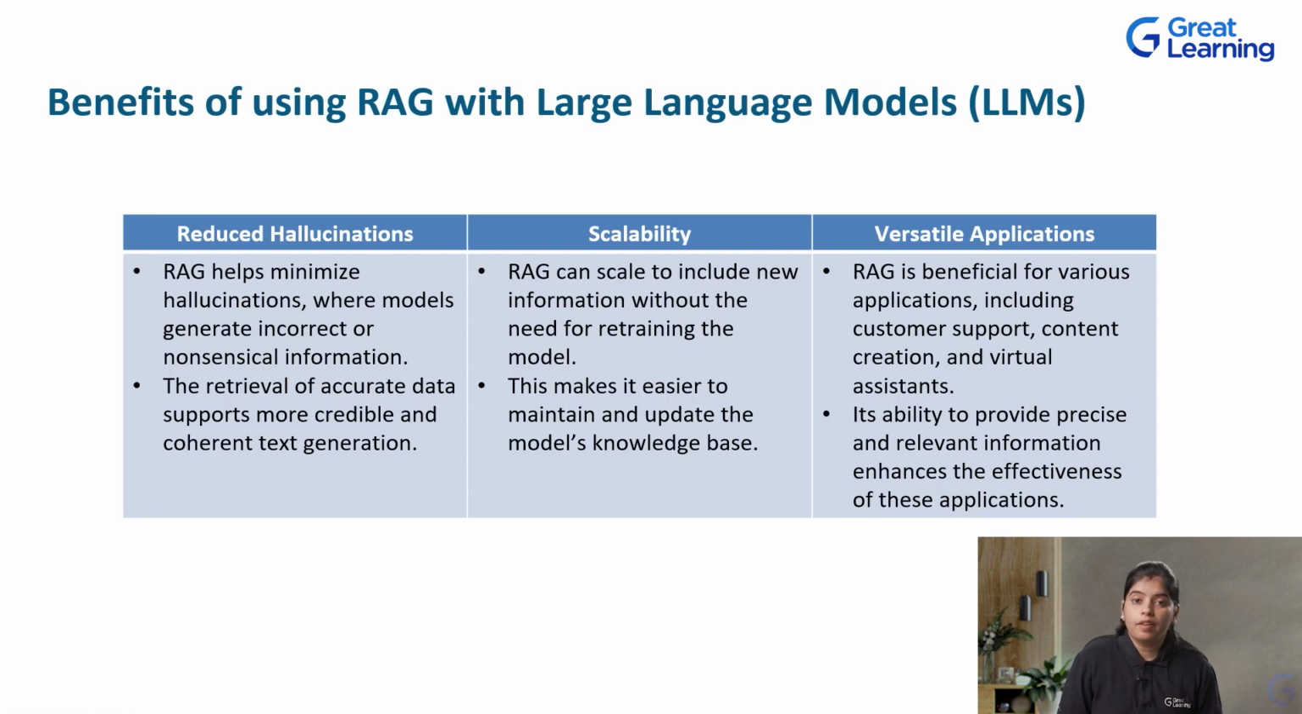RAG is beneficial for various applications, such as you can see here: customer support, content creation and virtual assistants. So it has a lot of applications where we can use RAG. Its ability to provide precise and relevant information enhances the effectiveness of these applications, because these are applications which need more accuracy. So the point here is why we are using RAG in these applications: they depend on accuracy more, and because of RAG, these applications provide more effective outcomes. So these are all the benefits of using RAG with a large language model.